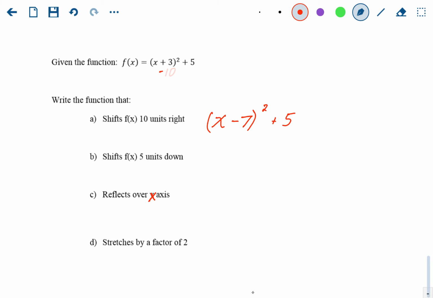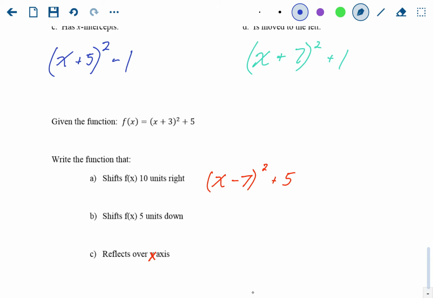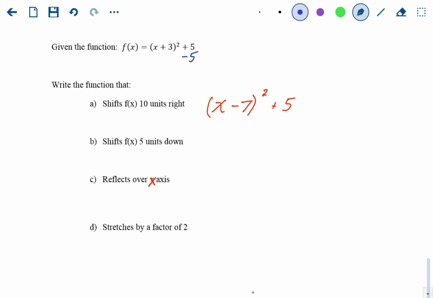The second part shifts f of x 5 units down. 5 units down has to go on the outside part of the function. So 5 units down is subtraction, so we'll have to subtract 5 from that outside portion. Now that's going to just completely cancel out, and we'll just be left with (x + 3) squared plus nothing.